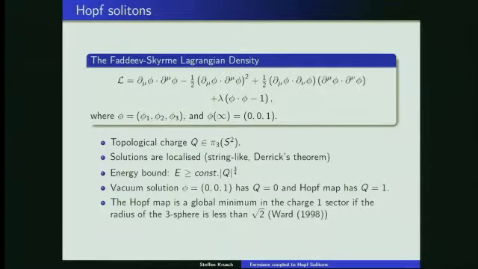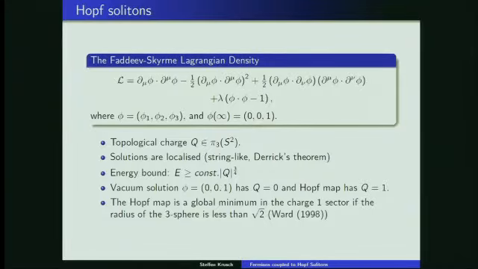Topological charge we have seen before and described by various other people, but this is pi 3 of S2, so I'm not going to say any more. Again, there's the Derrick theorem, so the solutions are localized, but now they're string-like solutions, and we have this energy bound, which has this funny power. But again, we have two special solutions. One is the vacuum solution with topological charge 0, and then there's another one which is the Hopf map, which Martin used in his previous talk.